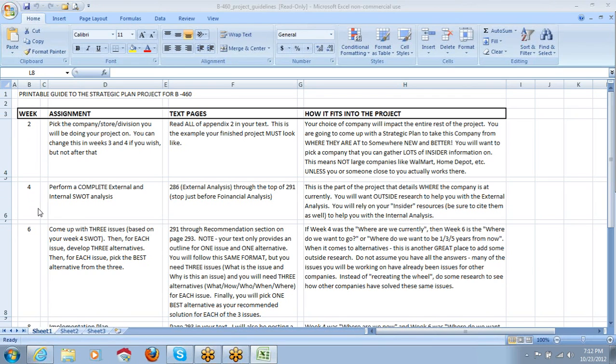Week 4, which is this week, is a complete external and internal SWOT. This thing will be huge. This will probably end up being half of your paper. And this is why you will notice, as I say in the text, that's pages 286 through 291. Oh, and I see I've got a lovely typo, financial. That's probably supposed to be financial. Wow, nice catch. Beautiful typing job, Tom. Anyway, financial analysis. It is all of the headings in the external and all the headings in the internal.